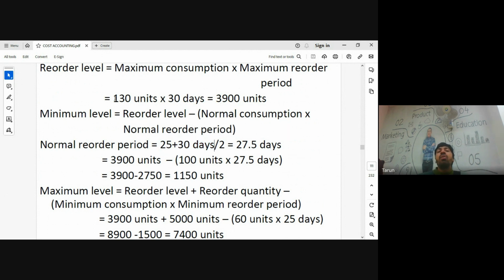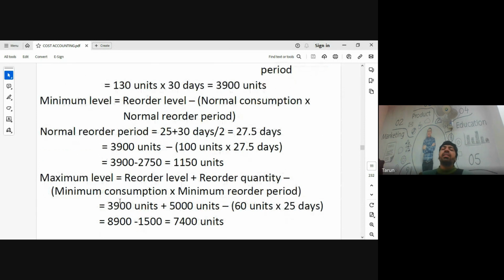Once you get the reorder level, you have already estimated the normal consumption given in the question. If it is written as the reorder period or minimum reorder period, then that is perfectly fine, but here it is written as normal. So when you calculate the normal reorder period, you have to use both the minimum as well as the maximum reorder period, but you have to divide the maximum reorder period by 2. So there is a difference in calculating the values in the first question and this second question.